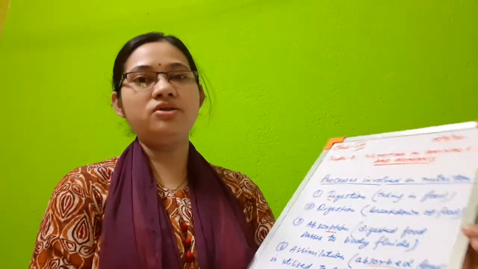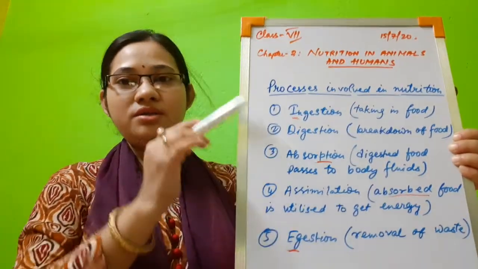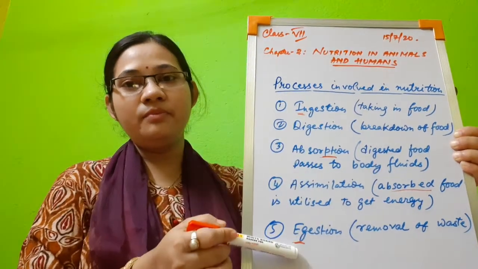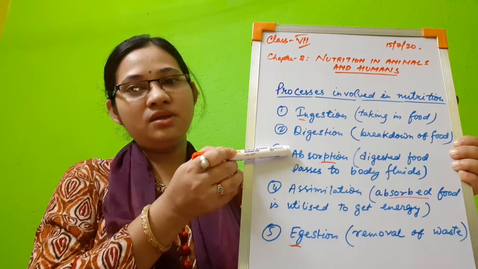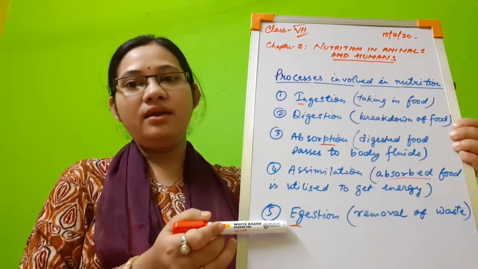So we will study about the whole process of nutrition in the human by the help of diagram also. But for today's video, please remember that there are 5 steps in the process of nutrition: ingestion, digestion, absorption, assimilation and ingestion. I will upload the summary also.